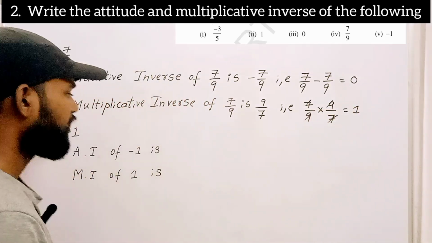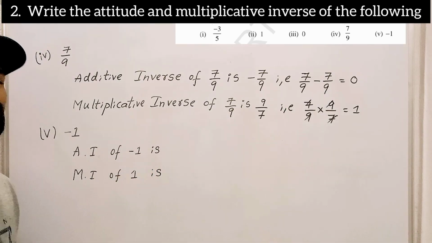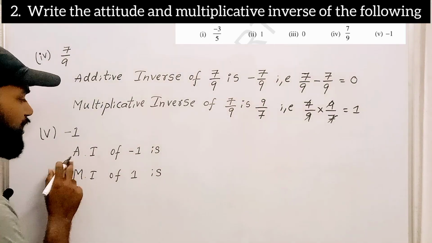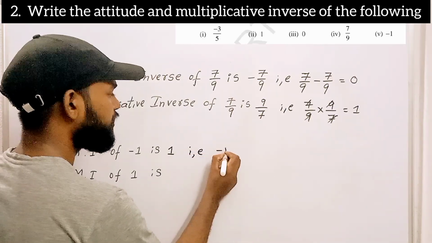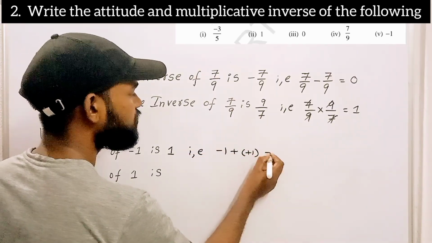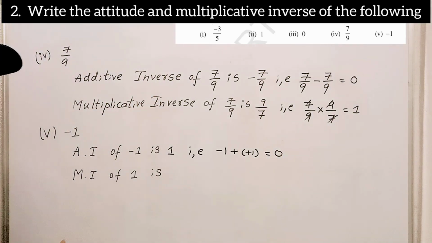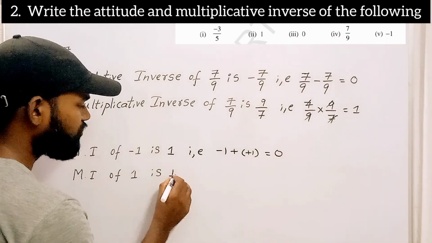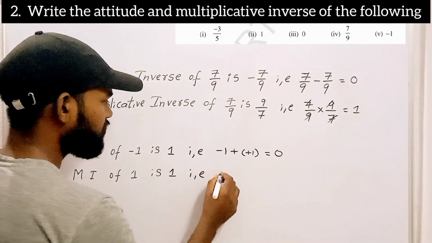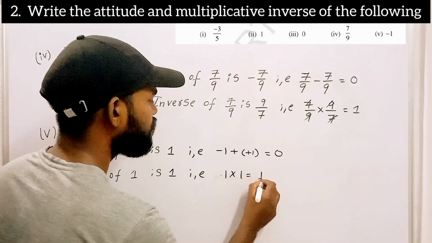Yes. Next one. The additive inverse of minus 1. What should I add to the minus 1 to get 0? The additive inverse of minus 1 is 1. That is minus 1 plus 1 is equal to 0. Next one. What is the multiplicative inverse of 1? What should I multiply to the 1 to get 1? The multiplicative inverse of 1 is 1. That is 1 into 1 equals 1.